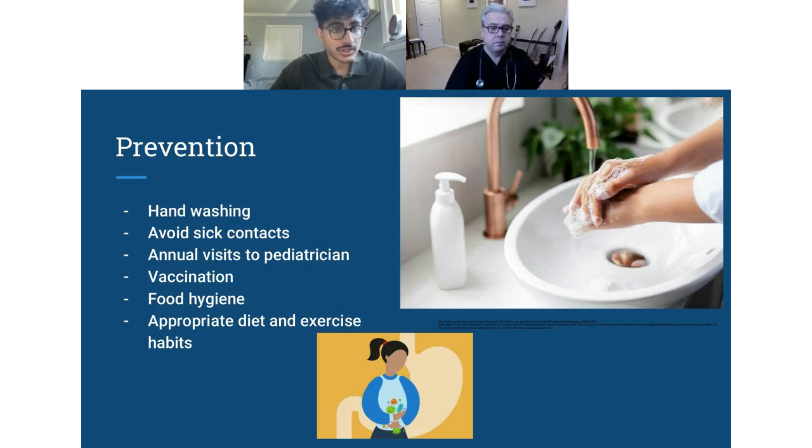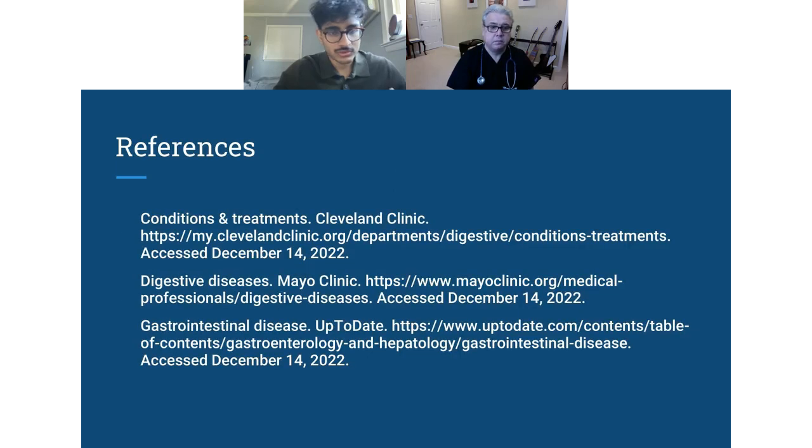Practicing good food hygiene and good dietary practices and exercise is also very important. Making sure you don't eat expired food and keeping an eye on what your child's eating is very important. And otherwise, that's about the main things that I wanted to talk about in terms of your child's abdominal pain. And here's just a list of references.